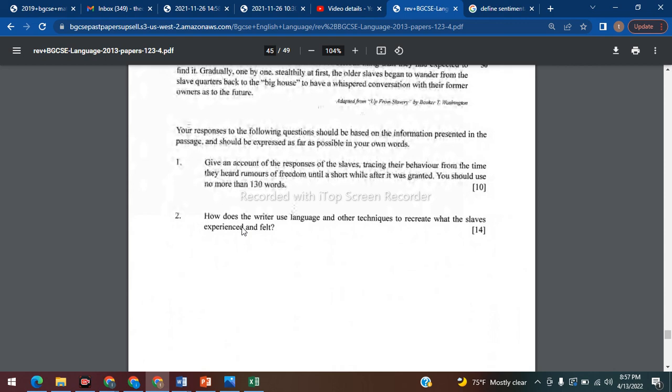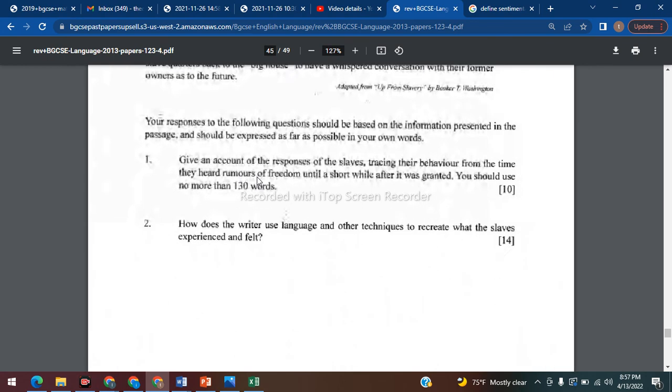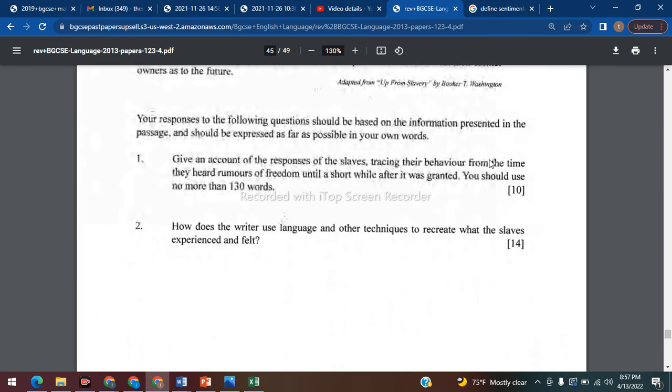It shouldn't be as many points as the next one, right? We can come back to number 1, but number 1 is so straightforward. You just say, give an account of the response of the slaves, tracing their behavior from the time they heard about the rumors until a short while after it was granted. Come on, we have to go over that.